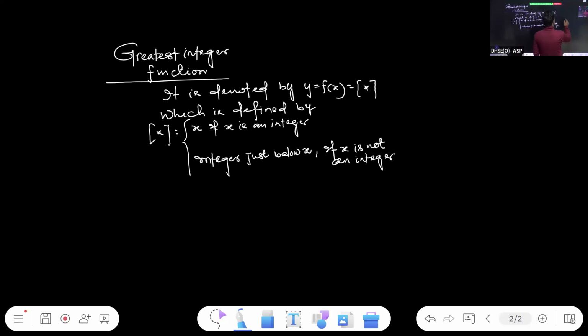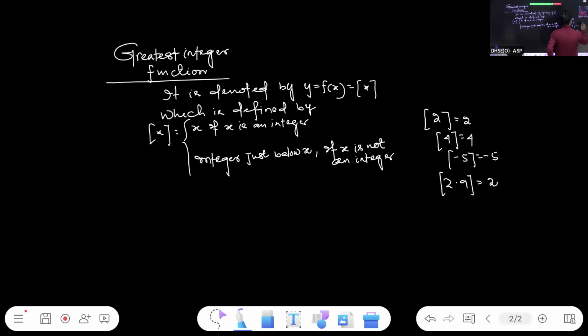So bracket value of 2: since 2 is an integer, bracket value of 2 is 2, bracket value of 4 is 4, bracket value of minus 5 is minus 5. Bracket value of 2.9: 2.9 is not an integer, so its bracket value is the integer just below 2.9. The integer just below 2.9 is 2. Bracket value of minus 4.6: minus 4.6 is not an integer, so the integer just below minus 4.6 is minus 5.